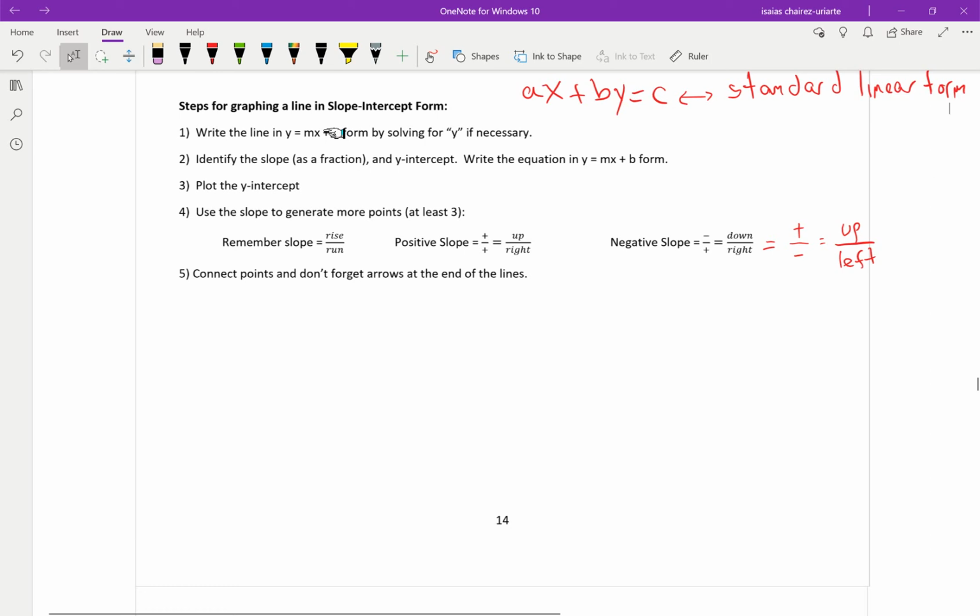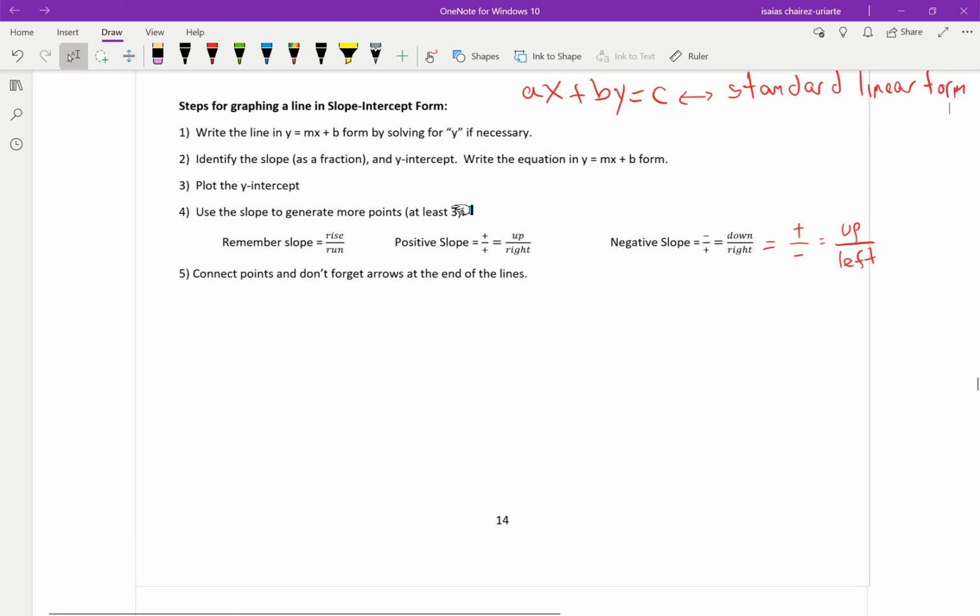So since we're trying to graph, in order to graph a line, all we really need is 2 points. More points is good just to make sure things are okay, just as a precaution, but it's not necessary. You just need 2 points to graph a line. Well, 1 point is given to you for free, the y-intercept, 0, b. So we just need to create another one. That's where the slope comes in handy. We use the slope, so plot the y-intercept. Now the next thing is we use the slope to generate another point.